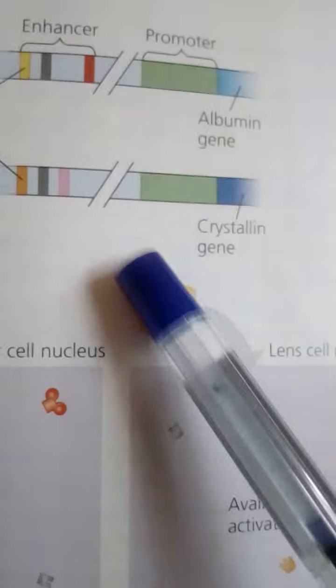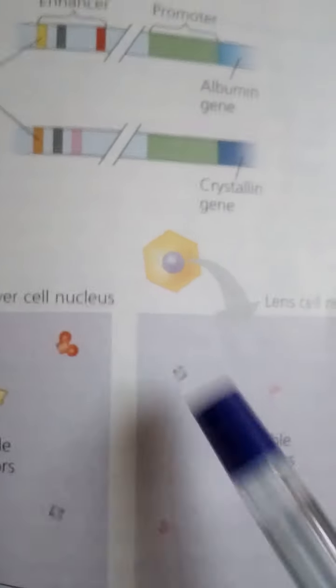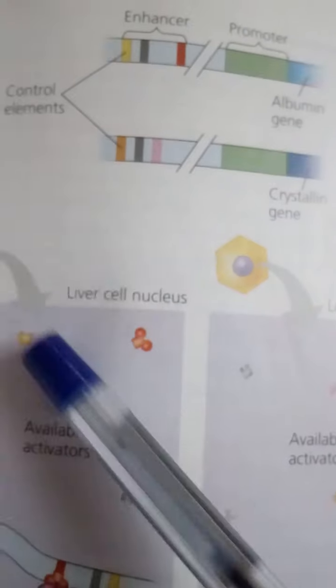Back to this, notice that control elements, these are enhancer and promoter. Notice also the crystallin gene, and this one, lens cell nucleus and liver cell nucleus. Notice available activators here, and also gene expressed, not expressed. Notice also crystallin gene not expressed, and this one gene expressed. A represents the liver cell, where the albumin gene is expressed and the crystallin gene is not. In the lens cell, the crystallin gene is expressed and the albumin gene is not. Notice also the cell type specific transcription.